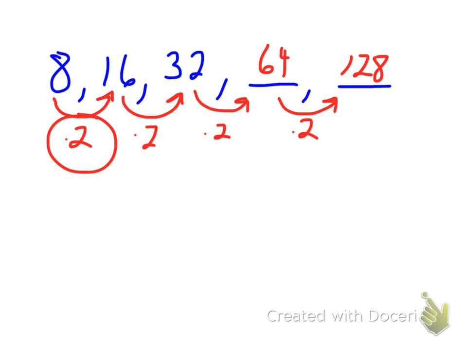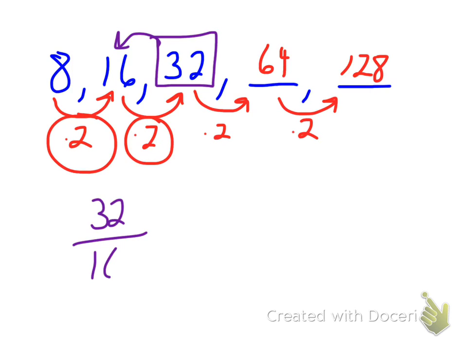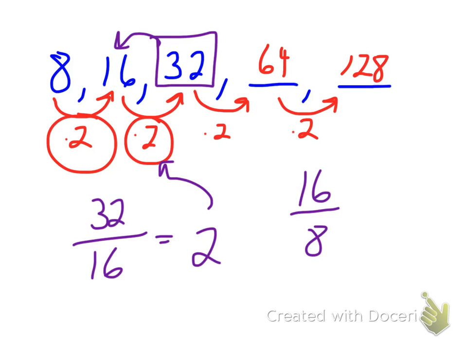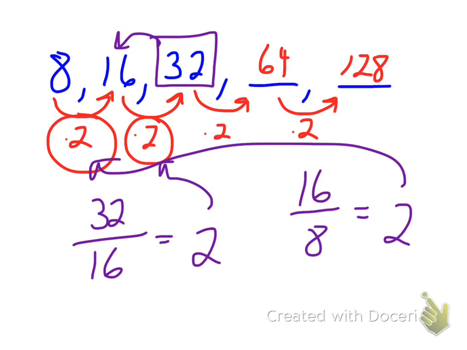Our common multiplier that we have here, to figure that out, we can do something very similar to the last time. If I take a number and divide it by the previous term, 32 divided by 16, that equals 2. 16 divided by 8 is 2, and that is matching our multiplier. This is an example of geometric, because now we have a multiplier.